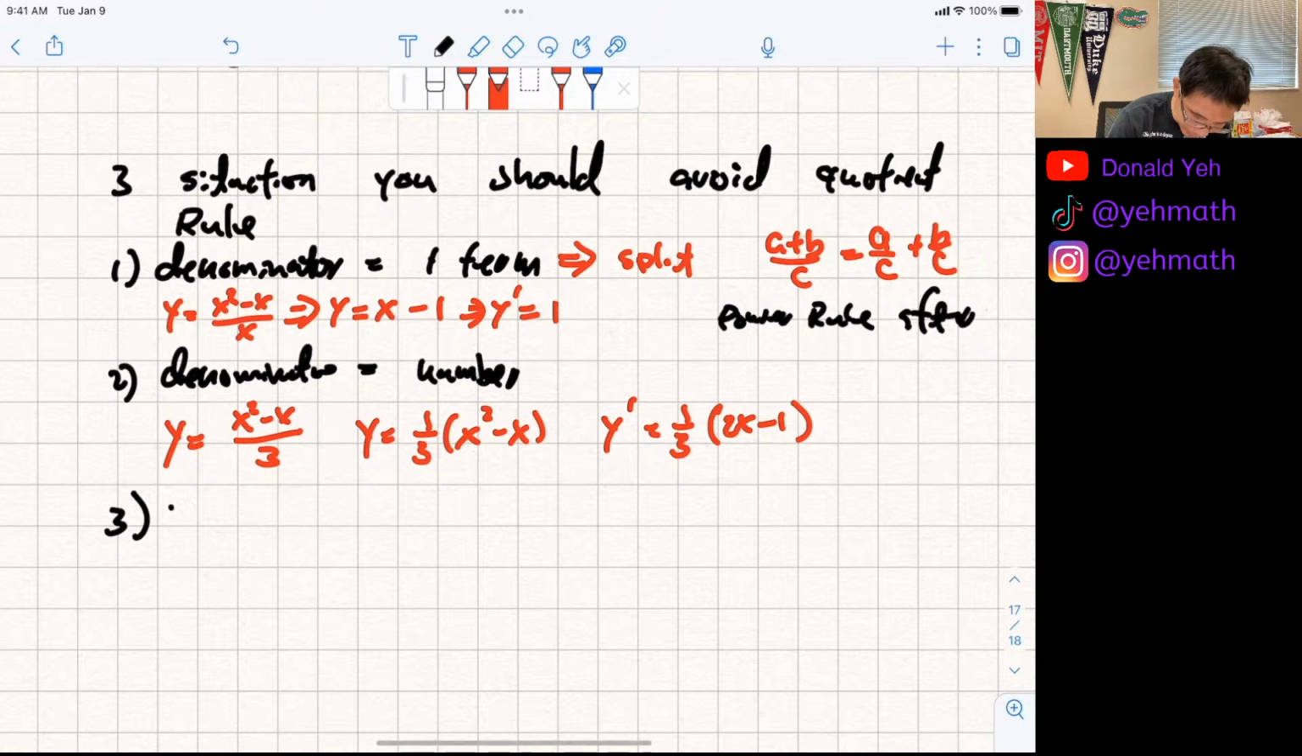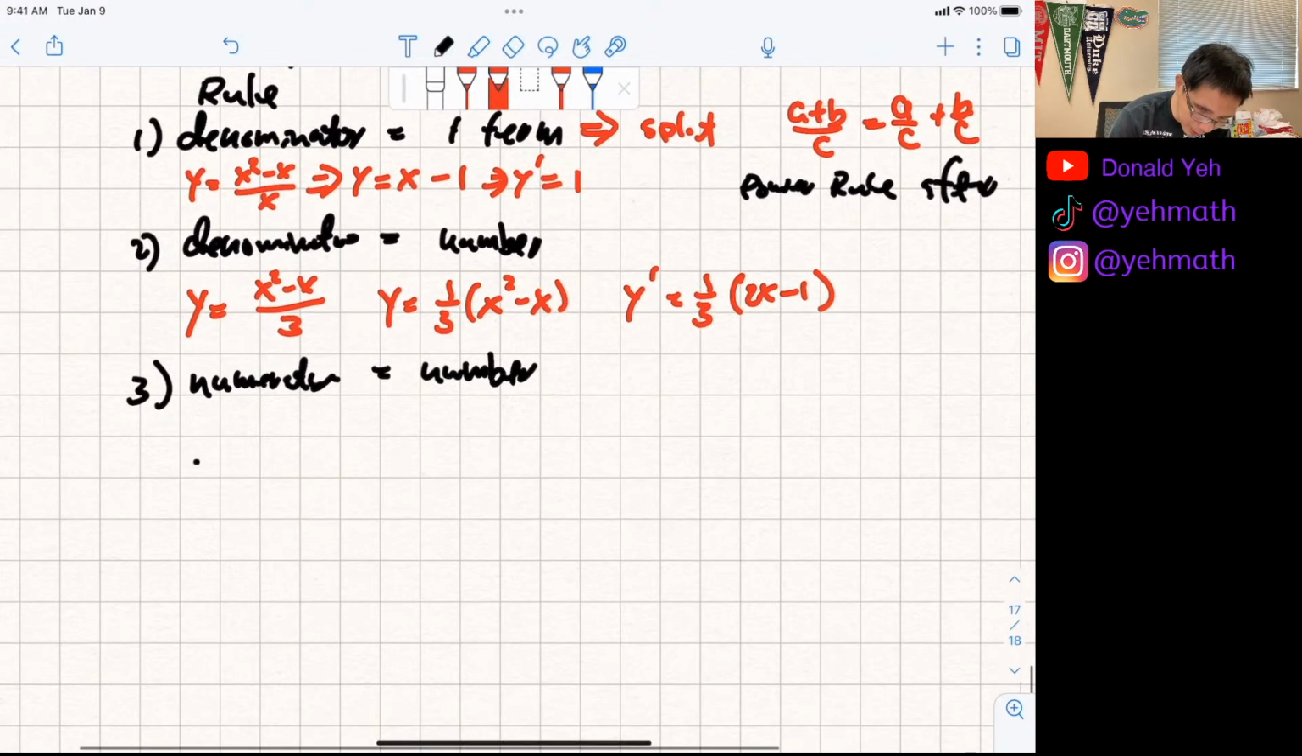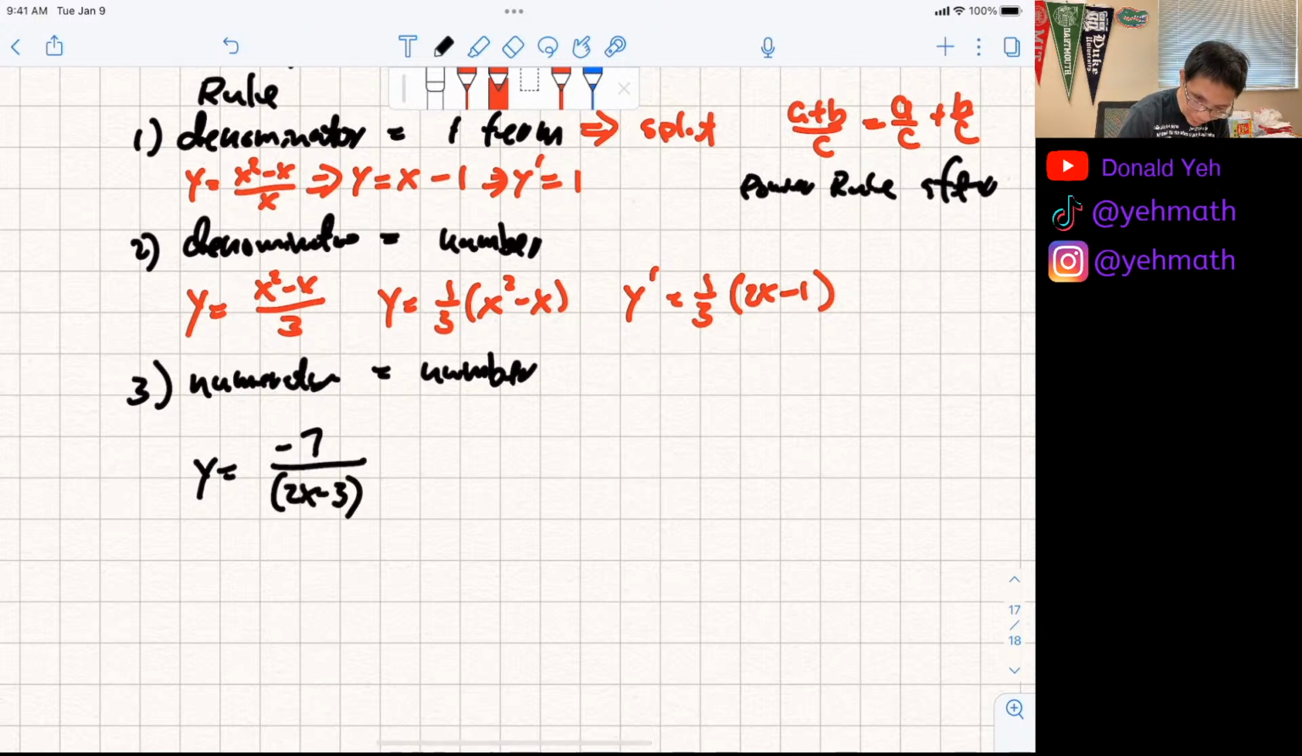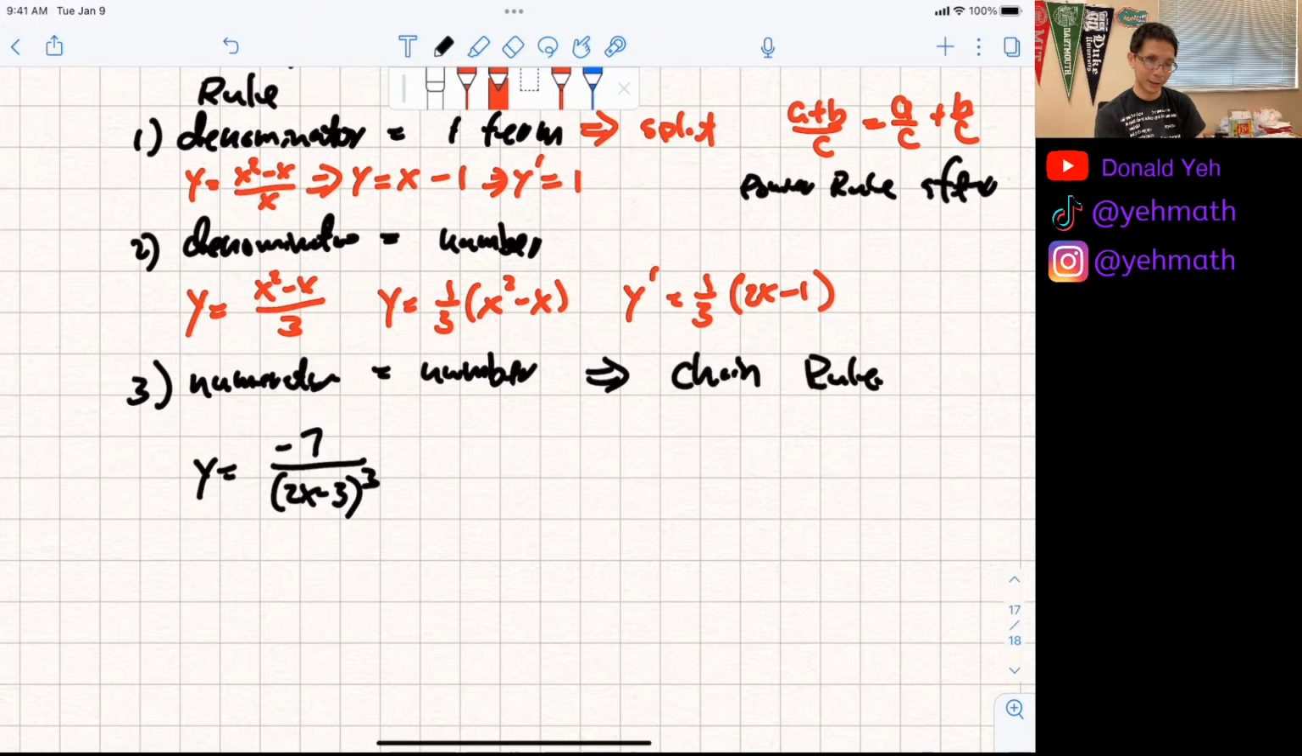Okay, the third situation, which is the thing we're going to talk about today: what if the numerator is equal to a number? Let's just say y equals negative 7 over 2x minus 3 to the 3rd power. I want you to take a derivative of this. Now, avoid the quotient rule here. If you avoid it, I would do it with the chain rule. So how do I avoid the quotient rule here?